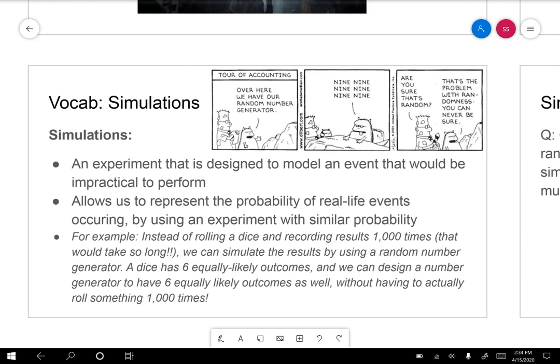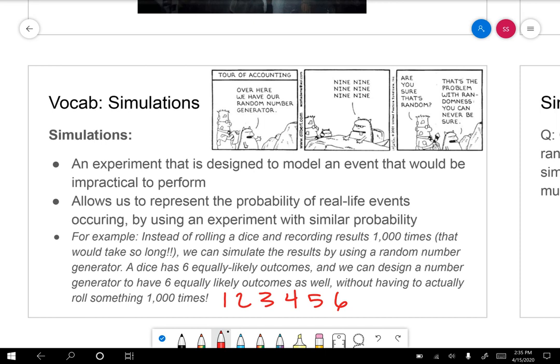We're going to go over examples, but as just like a quick intro, let's say that you, for some reason, want to roll a dice 1,000 times, because everyone wants to do that. Instead of actually rolling the dice 1,000 times, though, you could simulate those results using a random number generator. So we know that a dice has 6 equally likely outcomes, right? We know that there's 1, 2, 3, 4, 5, and 6, and they're equally likely.